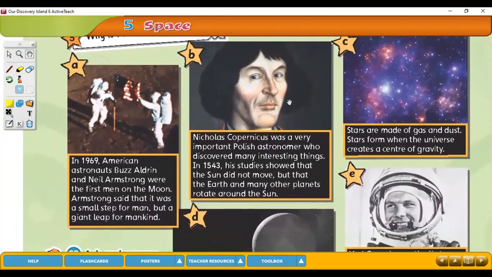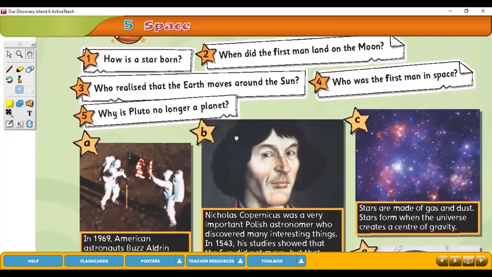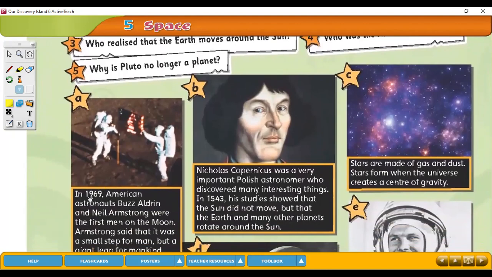Picture A, as you can see, there are some astronauts here, 2 of them, and they are holding the American flag. Let's read together what the picture is about. In 1969, American astronauts Buzz Aldrin and Neil Armstrong were the first men on the moon. Armstrong said that it was a small step for man, but a giant leap for mankind. Of course it was. Okay, so that answers which question? When did the first man land on the moon? We have the date here. It was in 1969. Great.